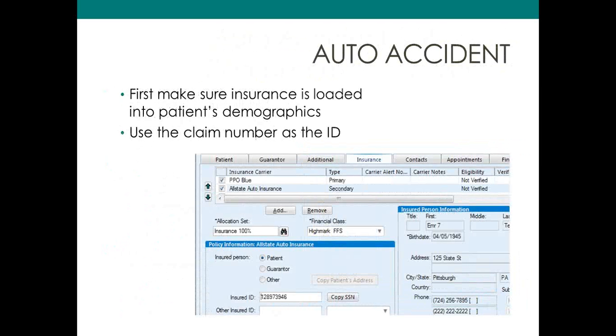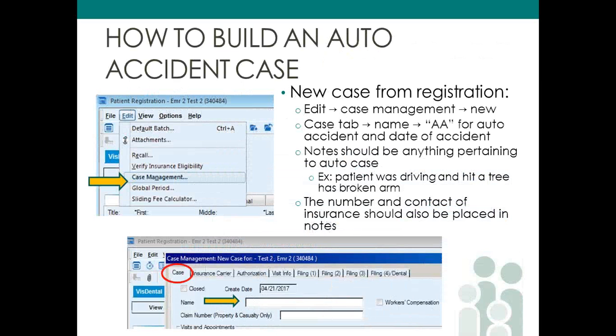First, we're going to take an auto accident, and you're going to make sure that the insurance is entered into the patient's demographics in registration. Then you're going to go up to Edit and Case Management and build a new case. You're going to name your case AA for auto accident and the date of the accident, and you're going to enter the claim number on the claim number line. And the bottom notes should be used for anything that is pertaining to the case. Specifically, if you have a case management person that you can call at the insurance company.